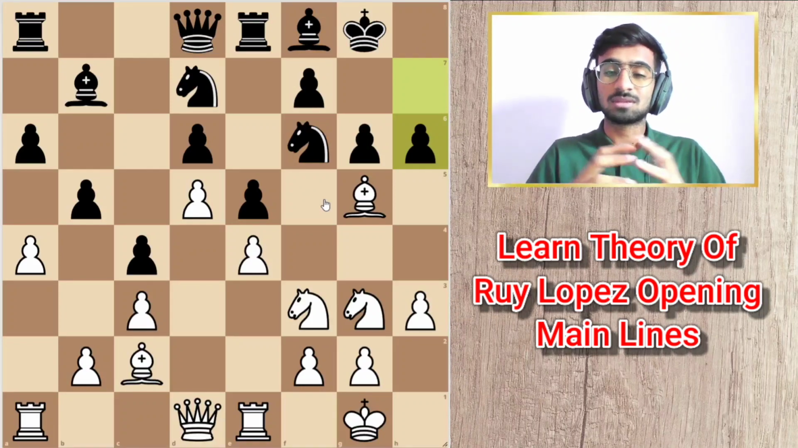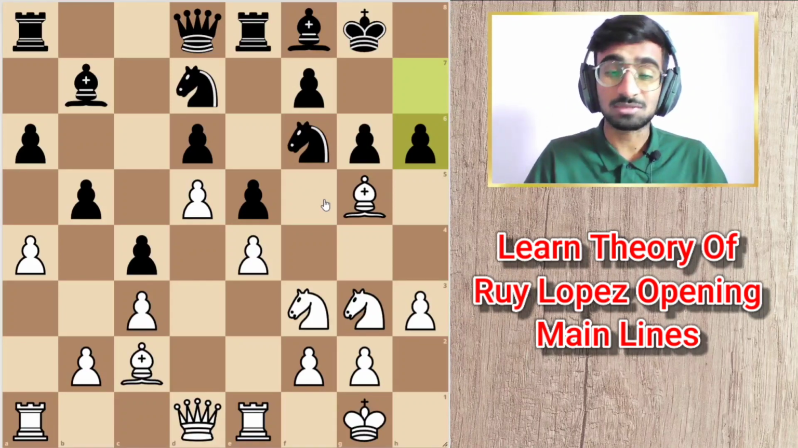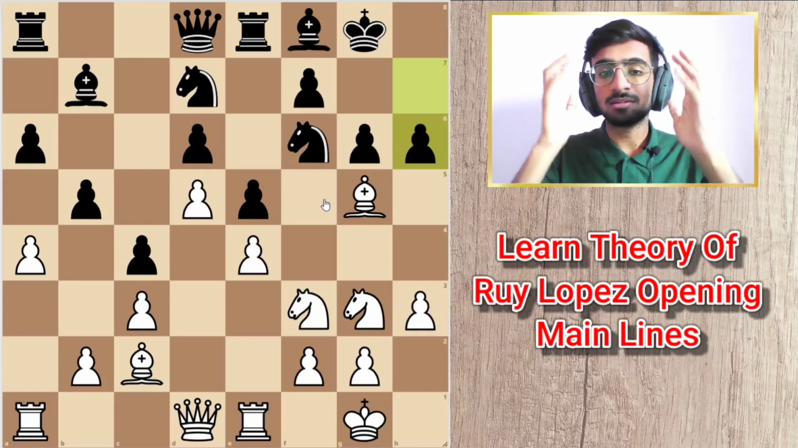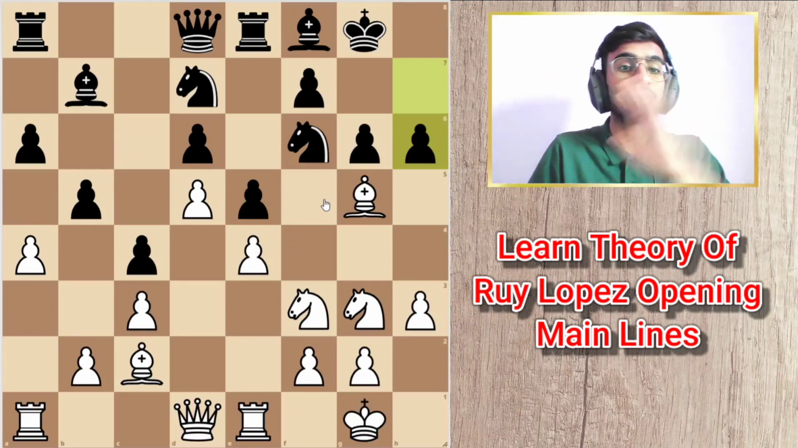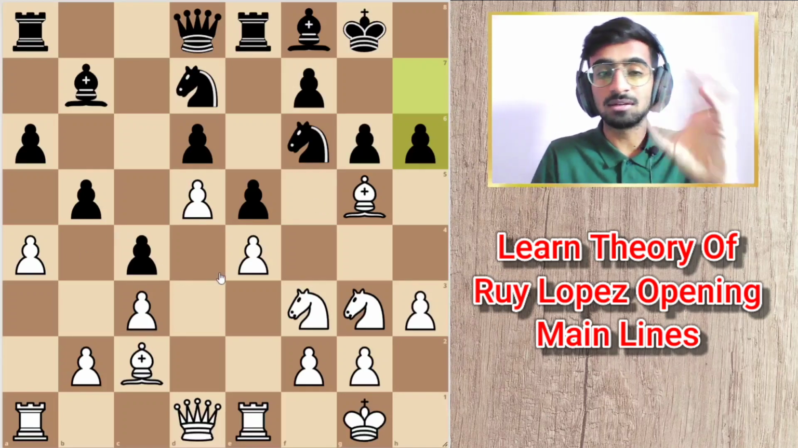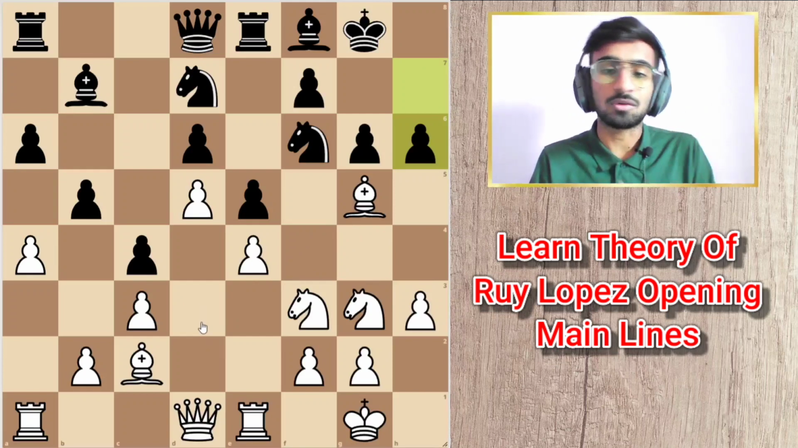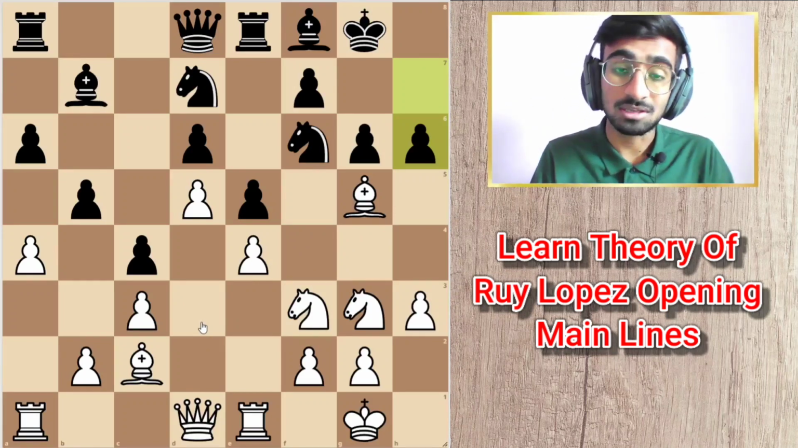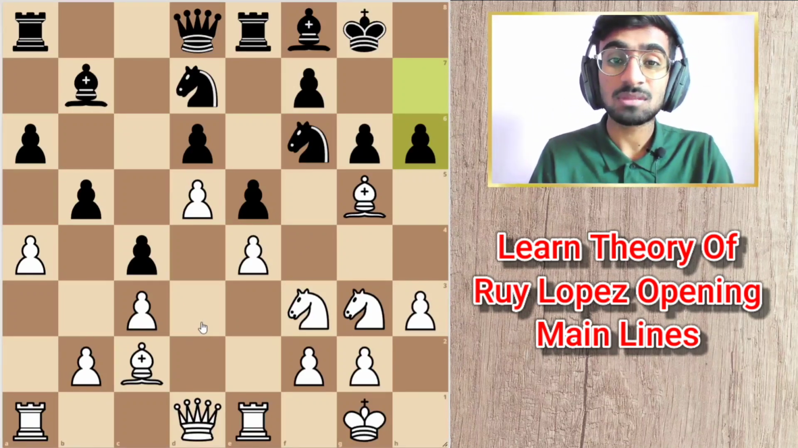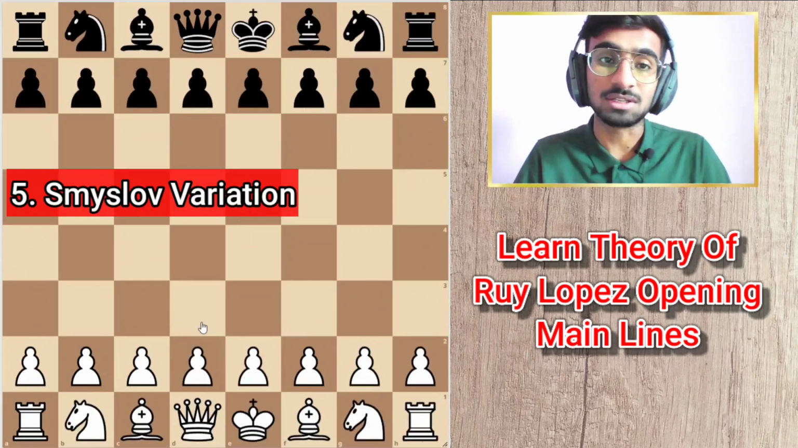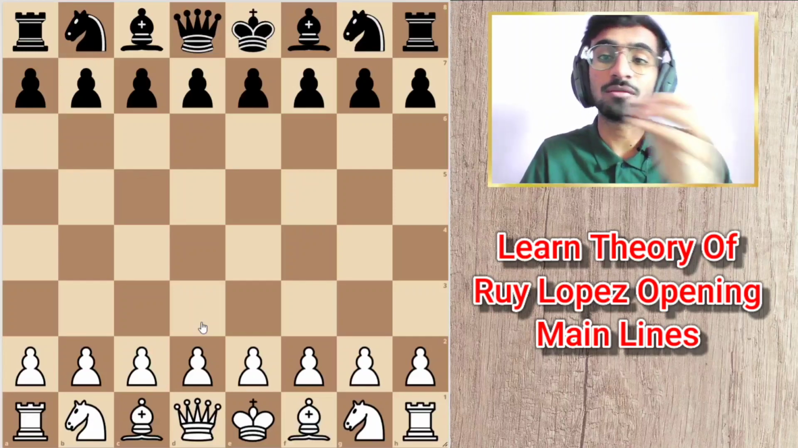And again, there are all three results possible from this variation, good for both white and black. The position will remain closed for a lot of time. It could open up a little bit on the queen side here, but on the king side it will be closed for a lot of time. Okay, so this was the fourth variation. Now let's go back and look at the last, that is the fifth variation, that is the Smyslov variation.